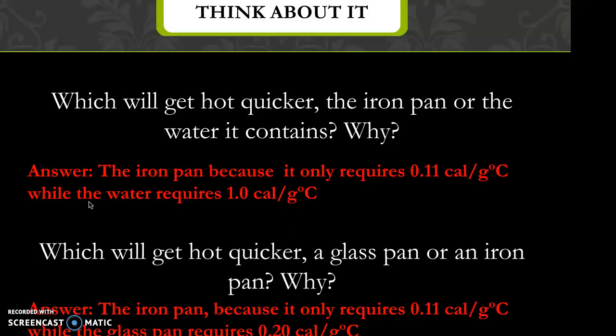So, to answer your questions, the iron pan will get hotter because it only requires 0.11 calories per gram degree Celsius. The water requires 1. Okay, that's a huge difference. The iron is going to get hotter much faster than the water. Therefore, the iron pan is going to get hotter quicker than the glass pan.